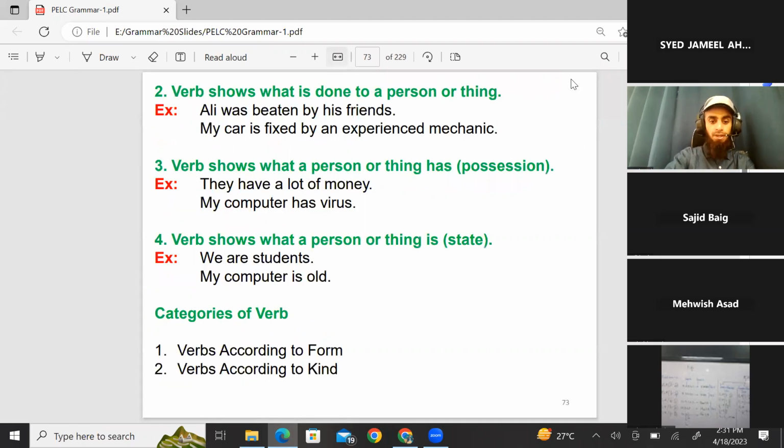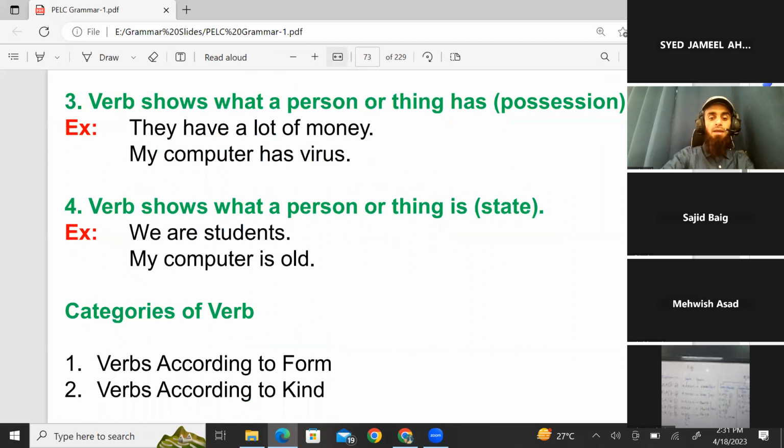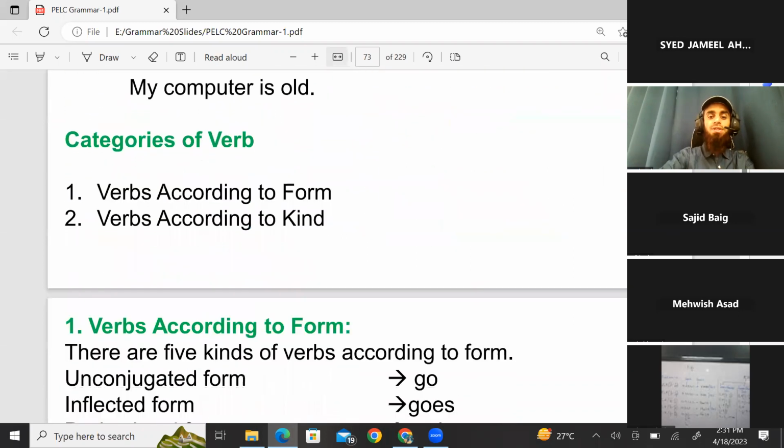For example, another one: my computer is old. Now here, you see my computer, and my computer is old. So the is shows the state of a thing. My car is new, or my car is a blue color, right? Now here again, is is a state verb, right?